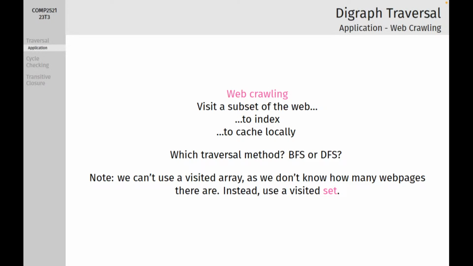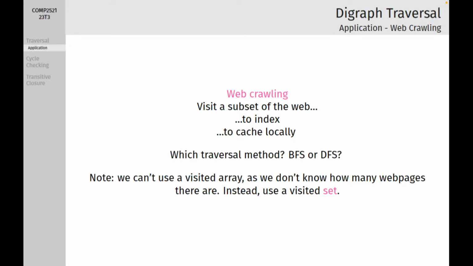And why might we want to do this? Well, we might want to index these web pages. What I mean by index is to grab keywords from each page and then store them so that you can implement something like a search engine. Search engines need to crawl the web: Google, Bing, Yahoo, and so on. Also, you might want to crawl web pages so that you can cache the web pages locally. Google caches web pages.